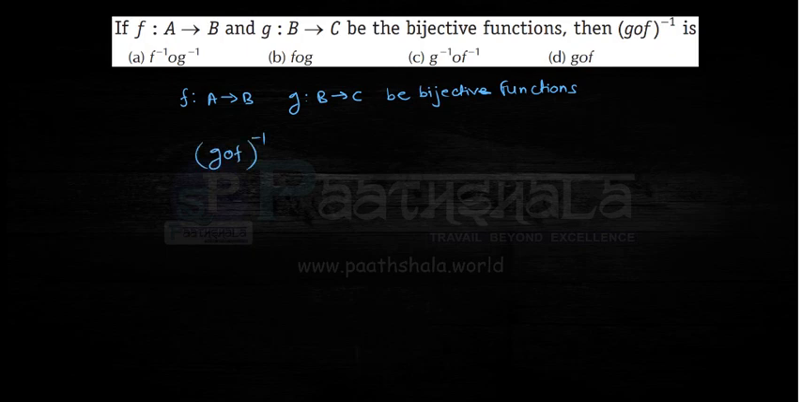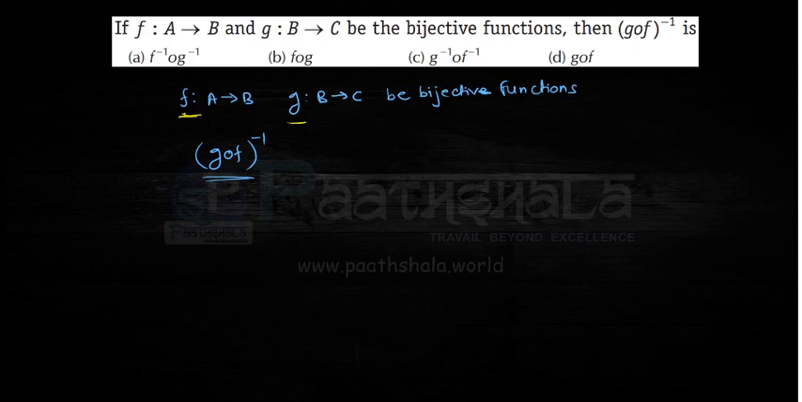The inverse of this composite function g∘f. Since f and g are bijective, both have inverses. If any function is a bijective function, it means there exists an inverse of that function. So similarly, f and g are bijective functions, hence the inverses of these two functions exist.